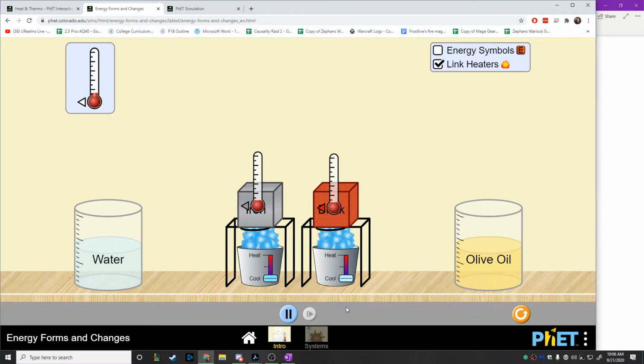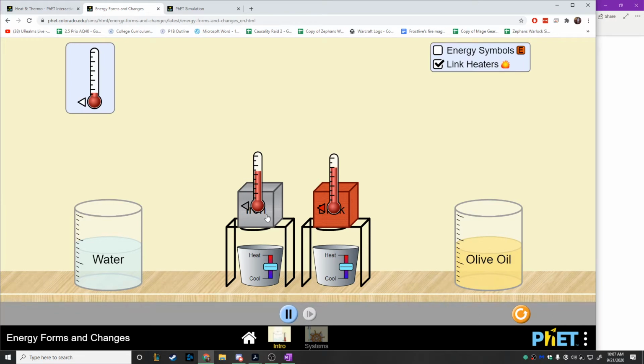All right, so let's cool these things real quick, and let's heat them up. Now they look close, but which one is winning? I think it's the brick that's winning, right? It appears that it takes less heat to heat the brick up. That's opposite to what you thought, right?